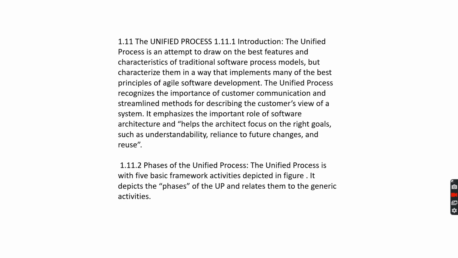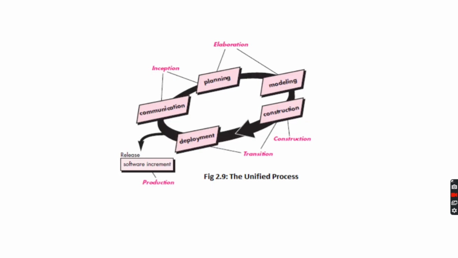So there are phases of the unified process. The unified process has five basic framework activities, depicted in the figure I'll show ahead. It depicts the phases of the UP: communication, planning, modeling, construction and deployment, and also inception, elaboration, construction, transition and production. This is a diagram which you should practice. Also make a short note on this.